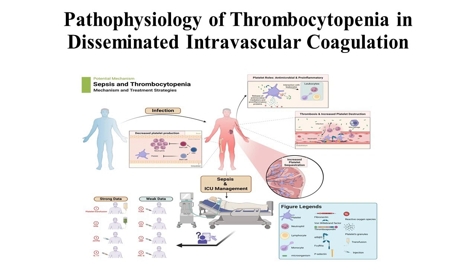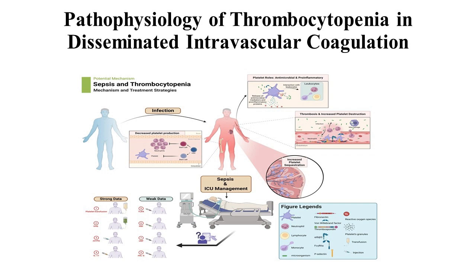Third, increased platelet destruction contributes to thrombocytopenia. Activated platelets interact with neutrophils and monocytes, forming platelet leukocyte aggregates. Neutrophil extracellular traps, NETs, further trap and activate platelets. Inflammatory and immune-mediated mechanisms may also enhance platelet clearance by macrophages in the spleen and liver.